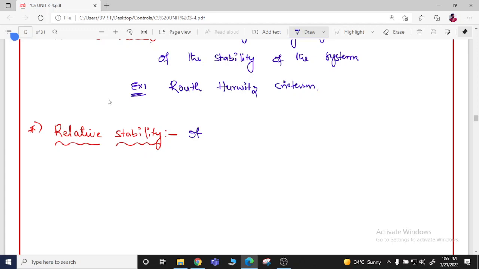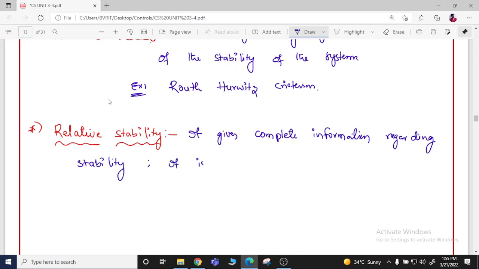But when you come to relative stability, it gives complete information regarding the stability. That means it is a degree of stability, which gives complete information regarding the stability.